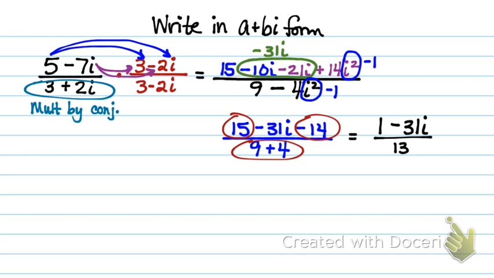I want it in a plus bi form, so I need to make the first term a fraction, and I need to make the second term a fraction, since it's not going to reduce nicely. So I would have 1 over 13 minus 31 over 13i.